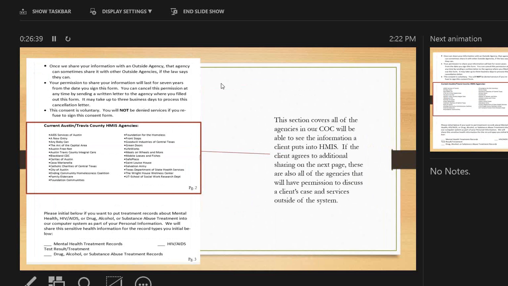So again, this ROI covers the release of information, or gives the client the option to grant a release of information for us to freely discuss their case outside of the system. So any client who does agree to additional sharing on this next page, these are the agencies they've given permission to discuss their case.